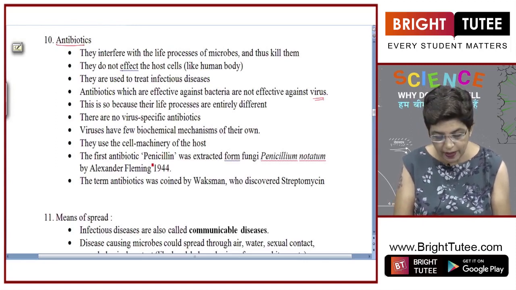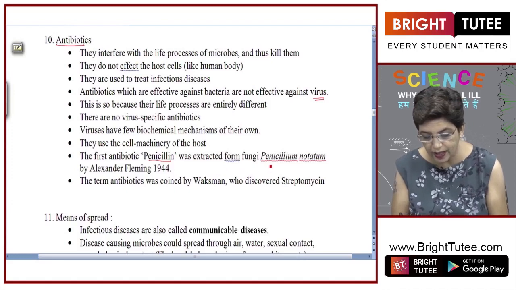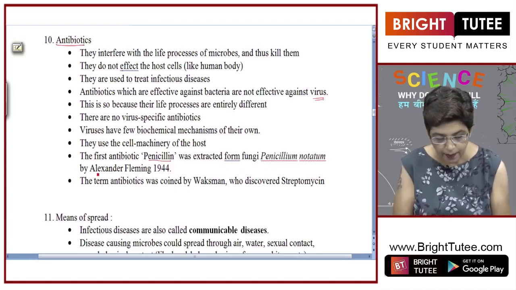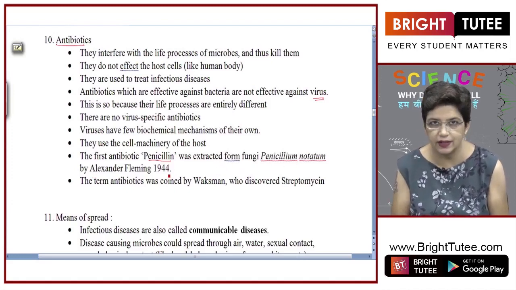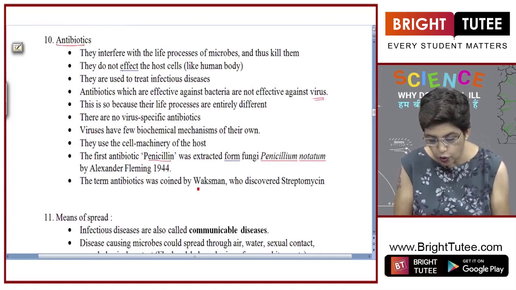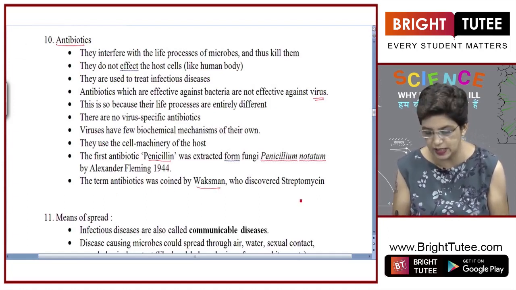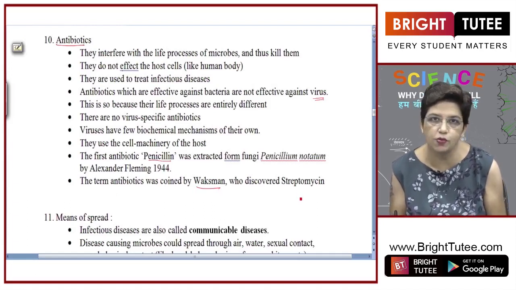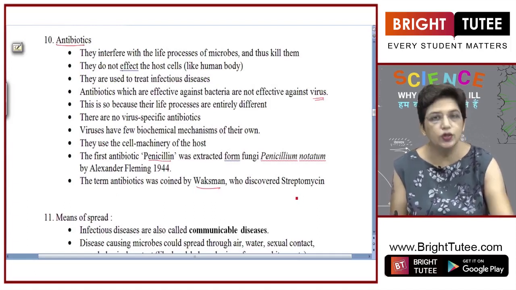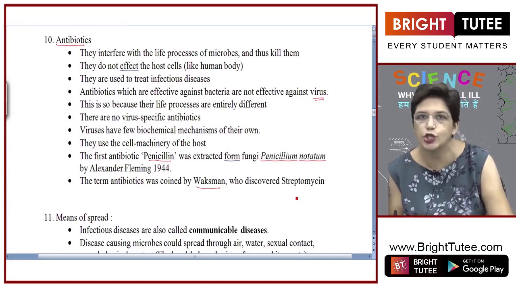The first antibiotic was penicillin. It was extracted from the fungus Penicillium notatum by the scientist Alexander Fleming, in the year 1944. The term antibiotics was coined by Waksman, who first discovered the antibiotic streptomycin. So now they are extensively used to kill microbes and to treat infectious diseases.